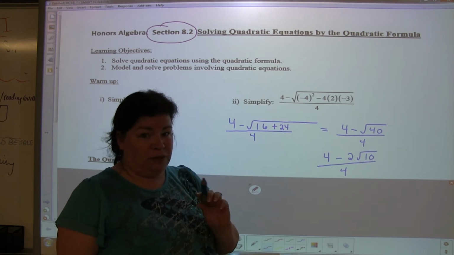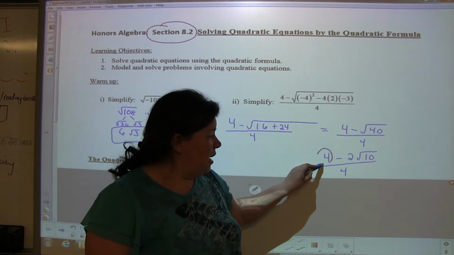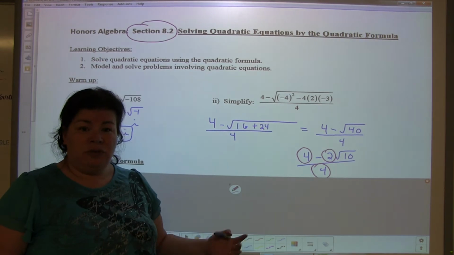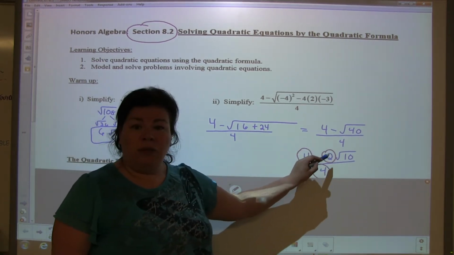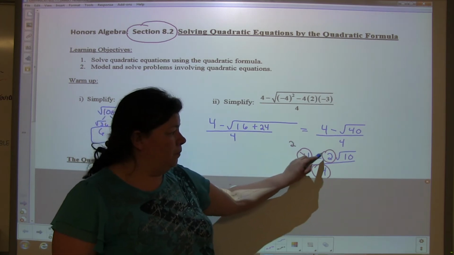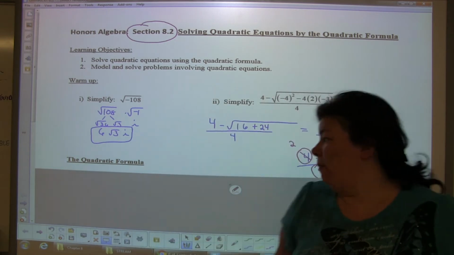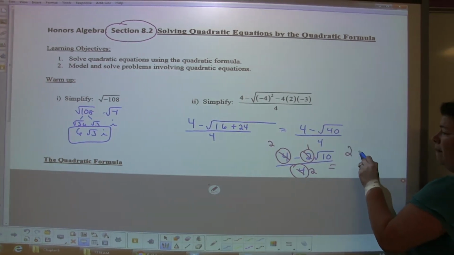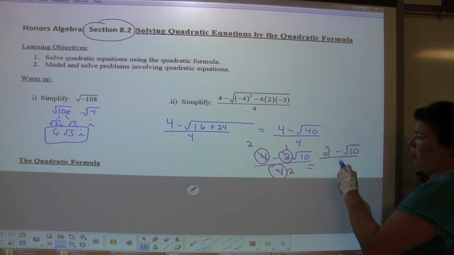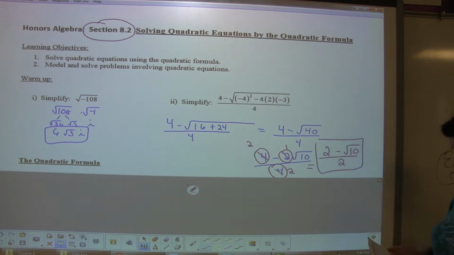So hopefully you didn't finalize your answer. Notice that we can reduce that, all 3 terms, by the outside. So we can actually reduce this to 2, to 1, and to 2. So our final answer for this warm-up problem is 2 minus 1 square root 10, though we don't really need that 1 there, all over 2. Okay? So this is our final answer.